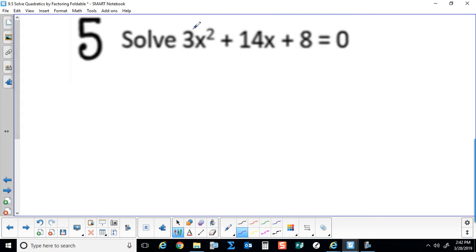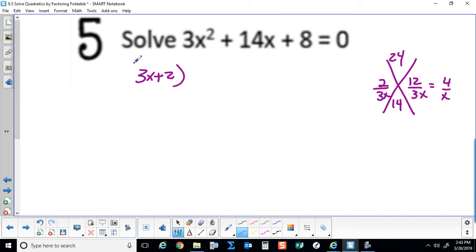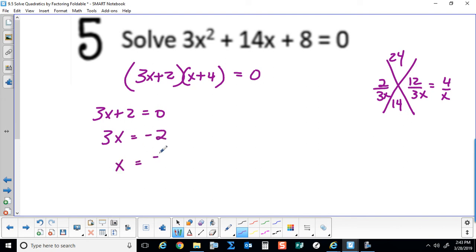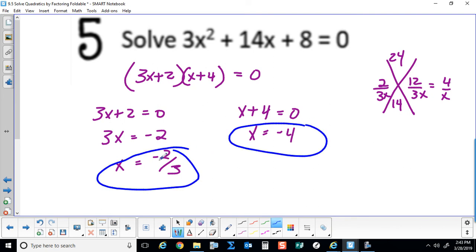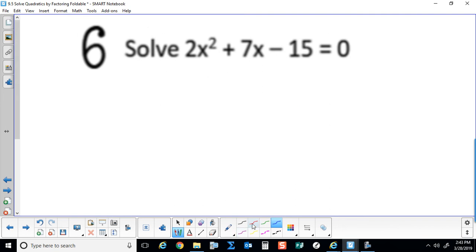And number 5, same thing, except our leading coefficient is greater than 1. Go ahead and try number 6.